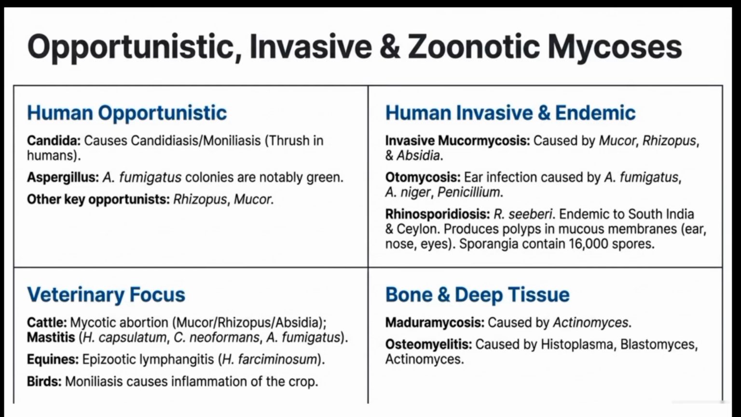And we must remember, this isn't just a human war. There's a massive veterinary toll. Cattle suffer from mycotic abortion and severe mastitis. Equines are affected. Birds suffer massive crop inflammation. It's everywhere. These fungi can even bore into bone and deep structural tissue, causing conditions like maduromycosis and osteomyelitis. It is a relentless global pressure across every mammalian and avian species.